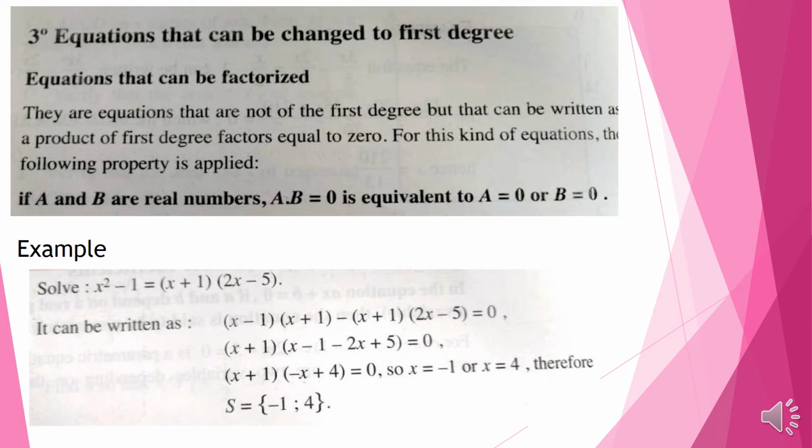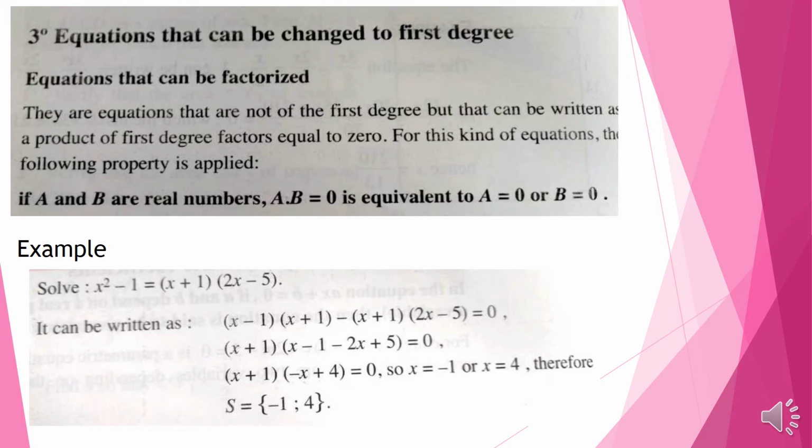And change to 0: minus x plus 1 times x minus 5 equal to 0. Now, take the common factor x plus 1. The first gives x minus 1, the second gives minus 2x minus 5. Minus 2x: if you multiply minus by minus 5, we get plus 5, equal to 0. So we change this equation to a product of two factors, like a times b.